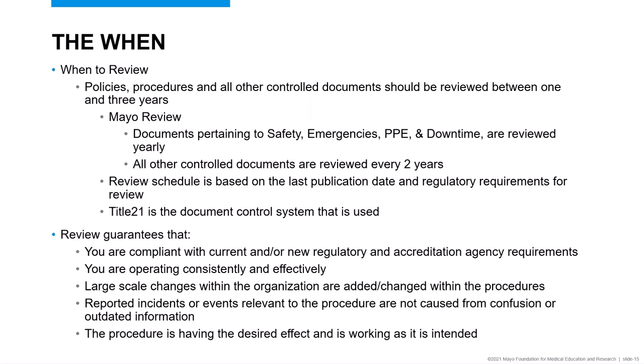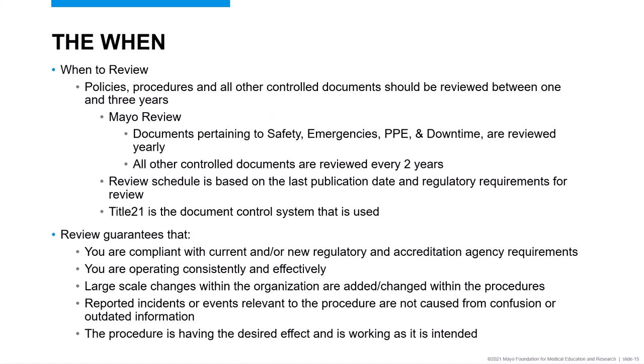So when to review a document? Well, according to everything that I found on the internet from other institutions and other organizations, policies and procedures and other control documents should be reviewed between 1 and 3 years. So I can tell you Mayo's review process. Any documents that are relevant to safety or emergency procedures, PPE and downtime are reviewed annually. So once a year, they get reviewed and they get updated as needed. And then all the other control documents that we have are reviewed every 2 years, unless, of course, it's brought forward that there are changes that need to be made.